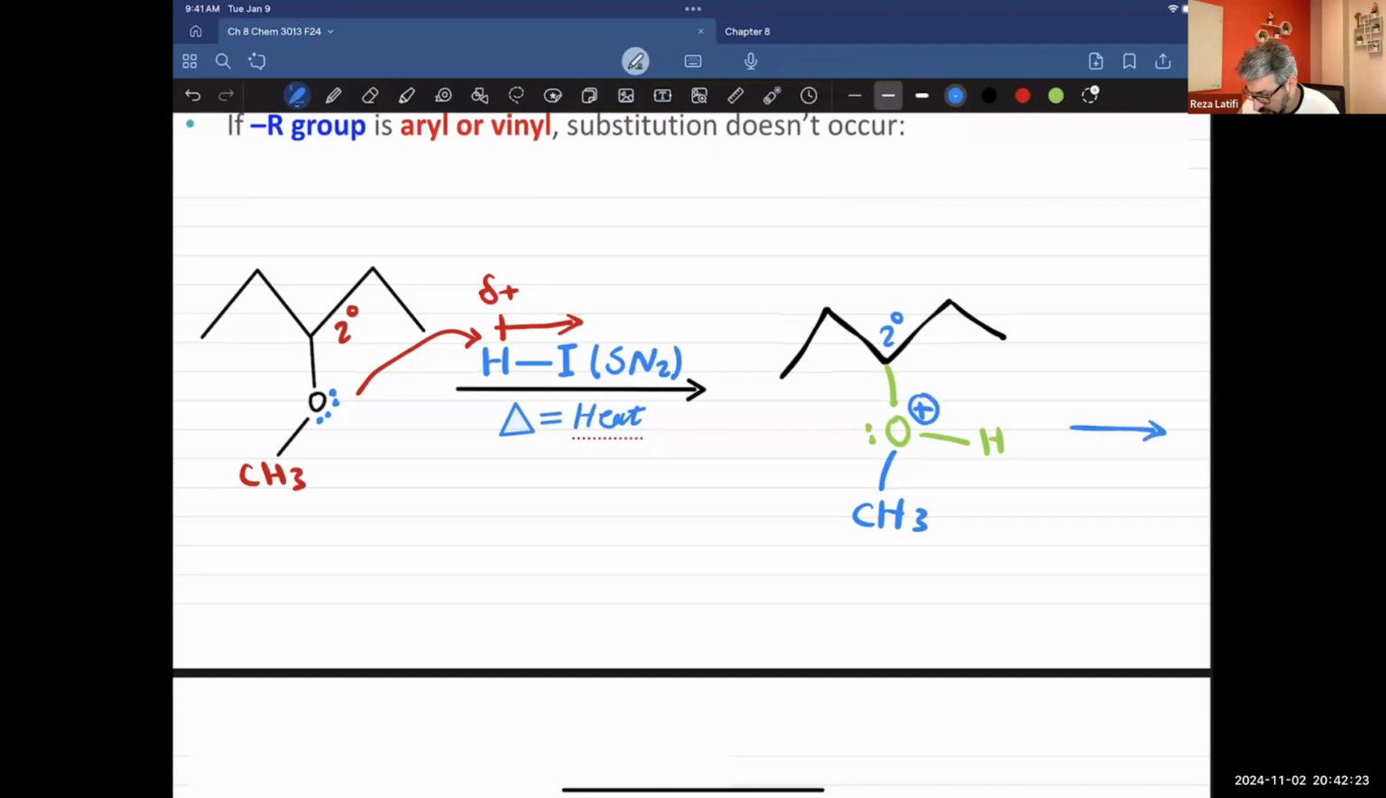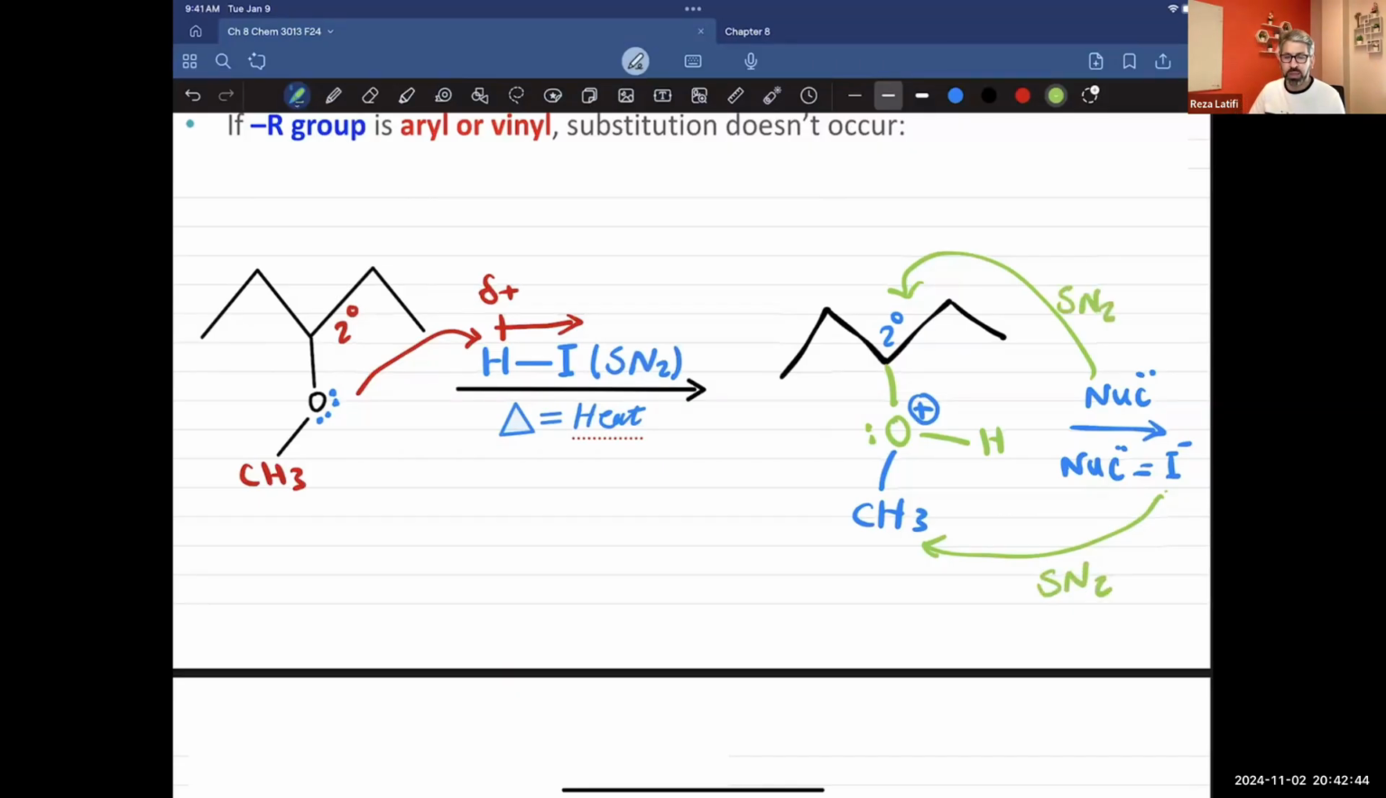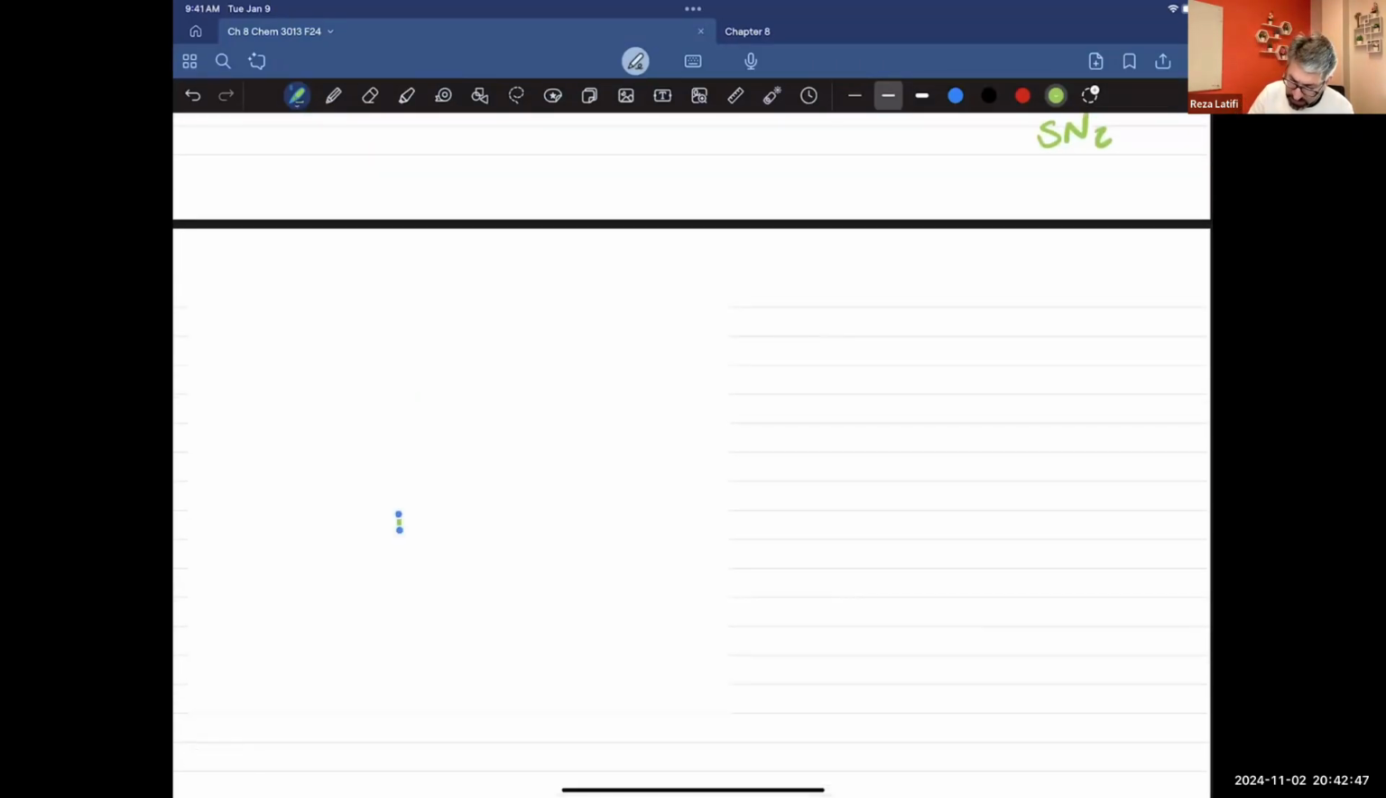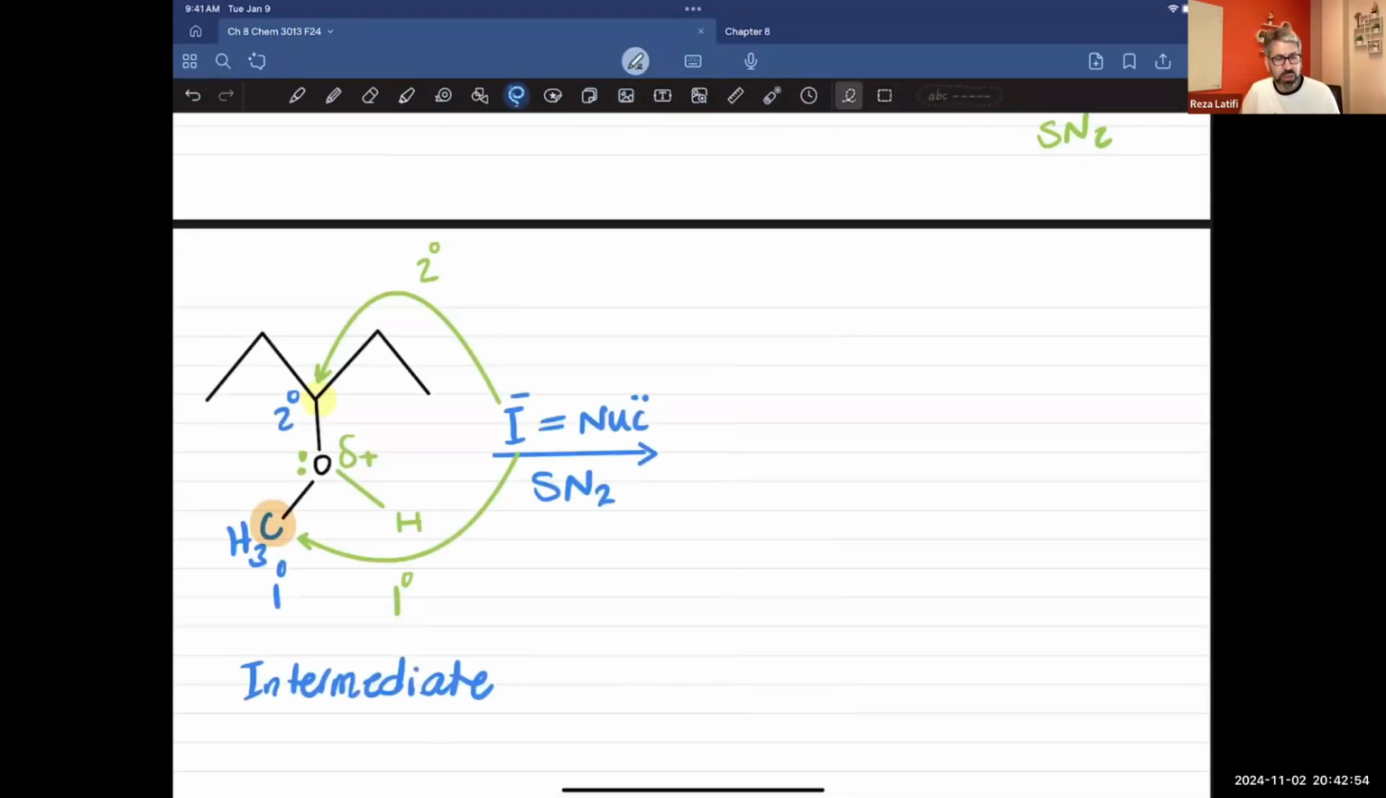Now, what will happen if you add the nucleophile? The nucleophile in this case is going to be the iodide. The iodide can attack either this secondary carbon or the methyl carbon, and the reaction is going through the SN2 mechanism. This is our intermediate, and the reaction is going to go after the methyl carbon. This one is going to happen, while the top one will not happen. So I will get this product.